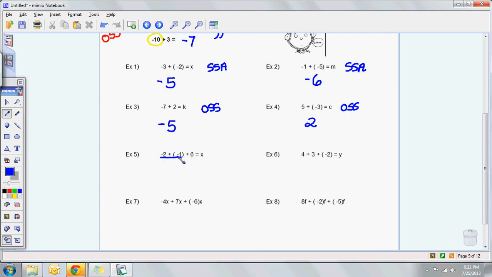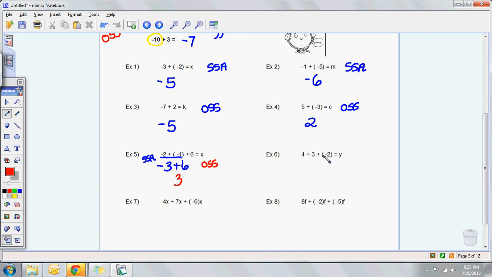So negative 2 plus negative 1, that is same sign add. So I'm going to add them up. Both signs are negative. And then I'm going to bring down that plus 6 here. So here's my second time. Negative 3, oh, now I have opposite signs. So I'm going to subtract them. And my bigger number is positive, so it's going to be a positive 3.